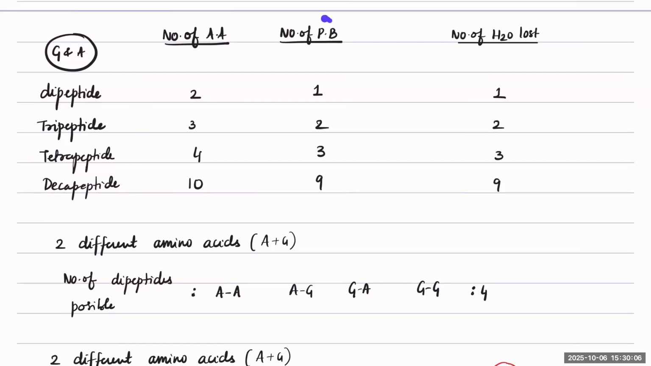And how many peptide bonds will you get? Two amino acids will make one bond, one peptide bond. So which means if we have 10 amino acids, we should have 9 peptide bonds. Every time there is a bond, there is a removal of a water molecule. That's why the number of peptide bonds and the number of water molecules lost will be the same.